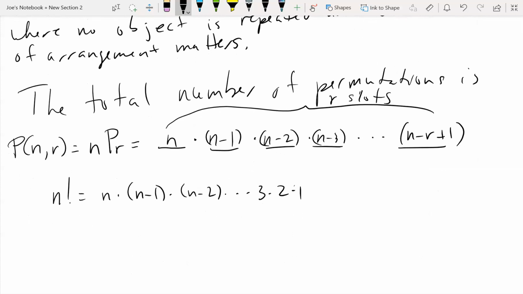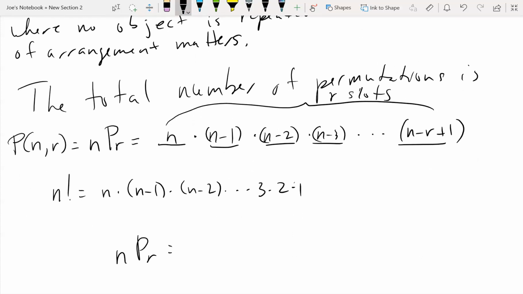This nPr would be n factorial divided by n minus r factorial. So there's a formula for the nPr, the number of permutations. Does that make sense? Seen it before? Any of you seen it before? Okay. All right, so this gives you a formula, and what's important here are two things.